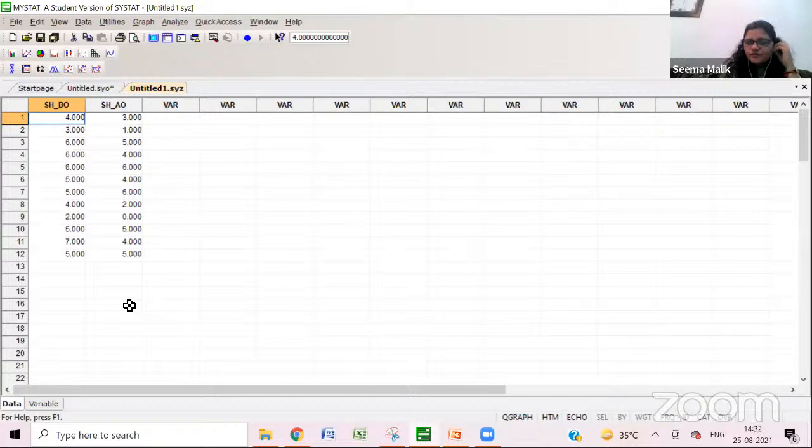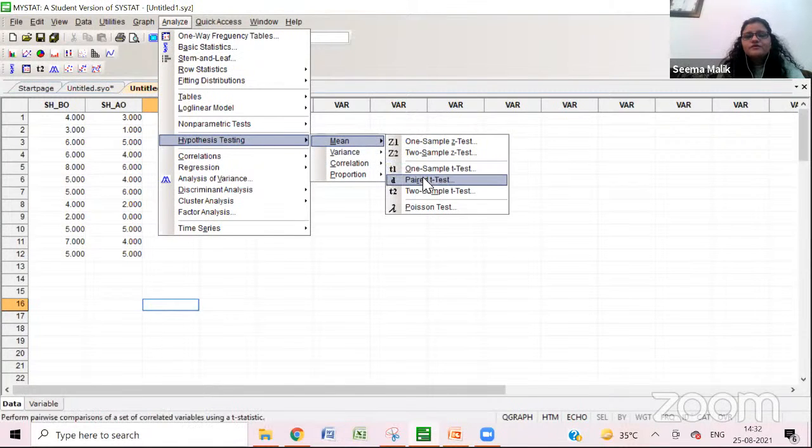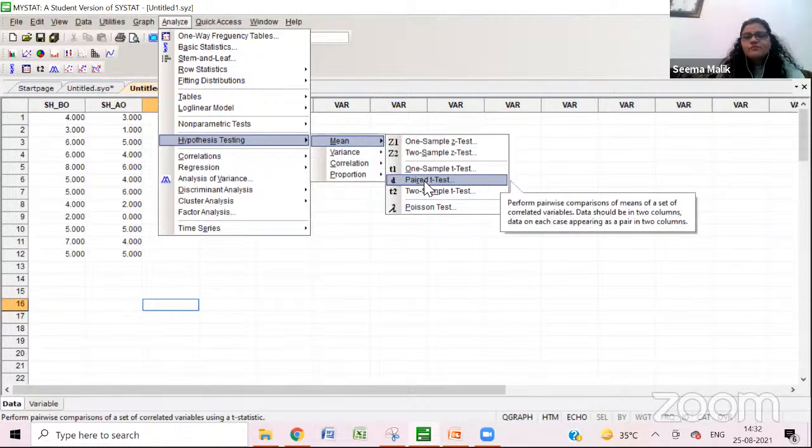So I want to check whether my lecture would be effective or not. It can be effective, it cannot be effective sometimes. So I need to check the efficiency. These are the steps: analyze, then hypothesis testing, then mean, then paired sample t-test. Perform pair-wise comparison of mean of a set of correlated variables. Do keep in mind, if there are 12 on the left then there should be 12 on the right, both respondents should be the same. Paired t-test.